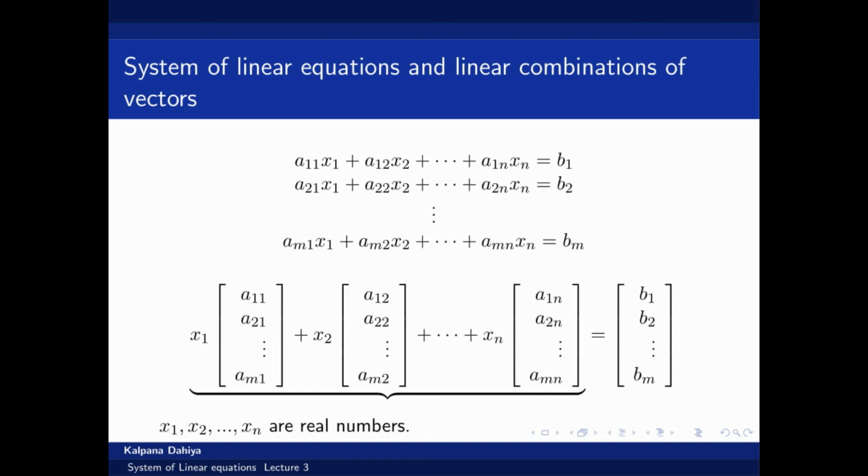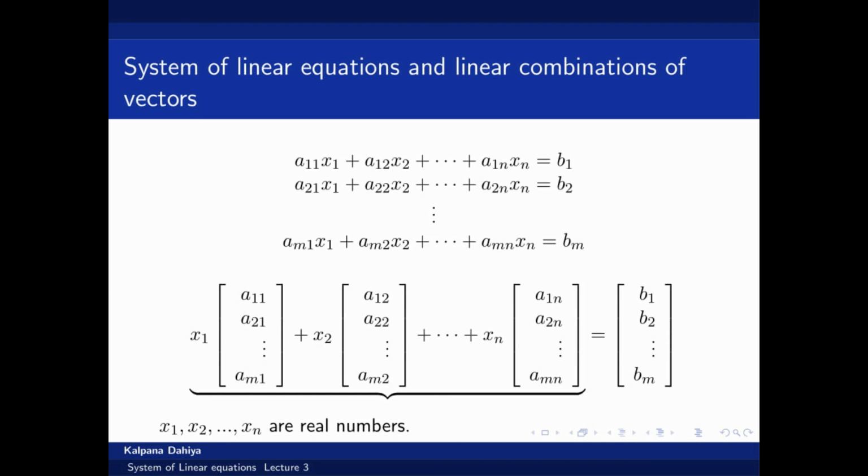So here I am considering m equations defined here with n variables x1, x2 and xn, where b1, b2, bm are the constants on the right hand side of these equations. Now I can rewrite the system of equations in the following form, that the coefficients of variable x1, I can rewrite these in the form of a column vector.